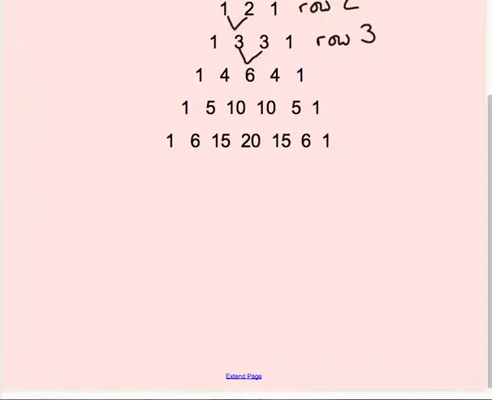Every row starts and ends with 1. Hopefully you noticed that pattern. 1 plus 6 is 7. 6 plus 15 is 21. 15 plus 20 is 35. 20 plus 15 is 35. 15 plus 6 is 21. 6 plus 1 is 7. And we always end our row with 1.